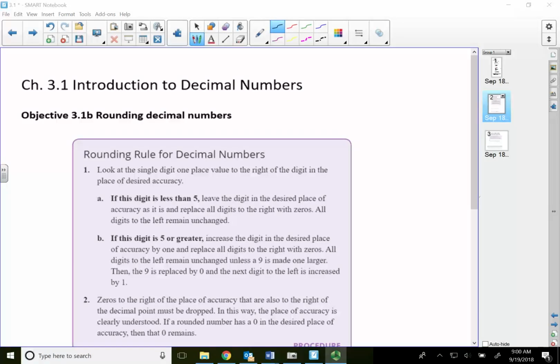Welcome back to Module 3.1. In this lecture video, let's take a look at how to round decimal numbers.